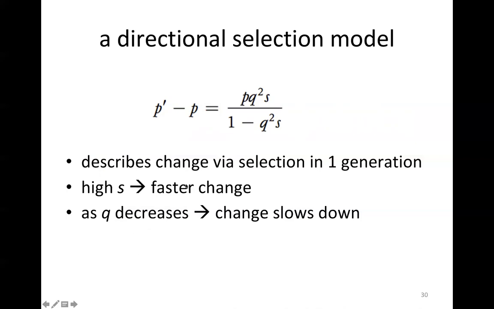As q decreases, you might guess that the change might slow down. So this part will be smaller. As q decreases, the denominator will grow and approach 1. And if p increases, the decrease in q will be stronger. So we can expect that as q approaches 0, the difference will become smaller and smaller.